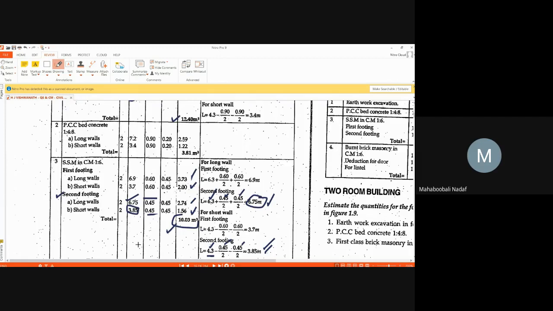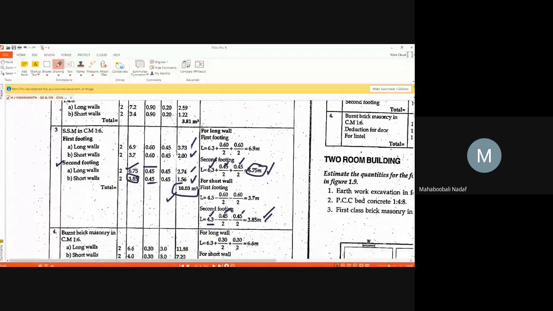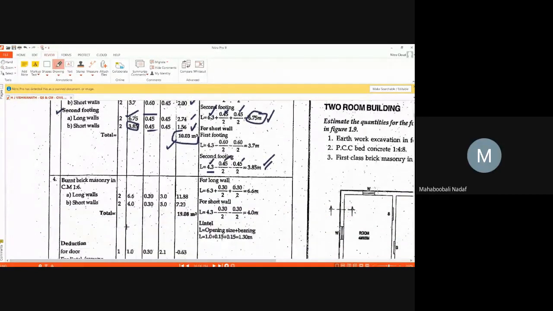Whether this step is clear? Yes, sir. Everyone? Is that okay? Yes, sir. Okay. Shall I go to the next step? Yes, sir.